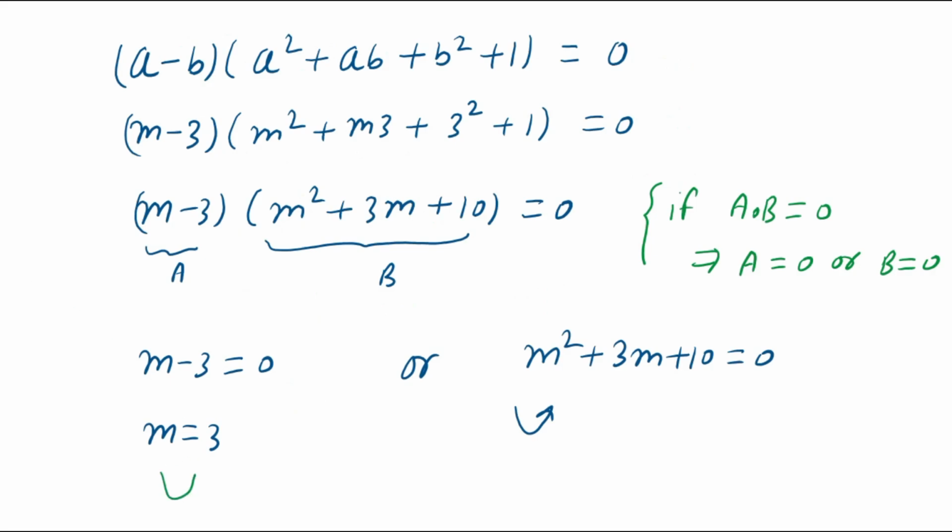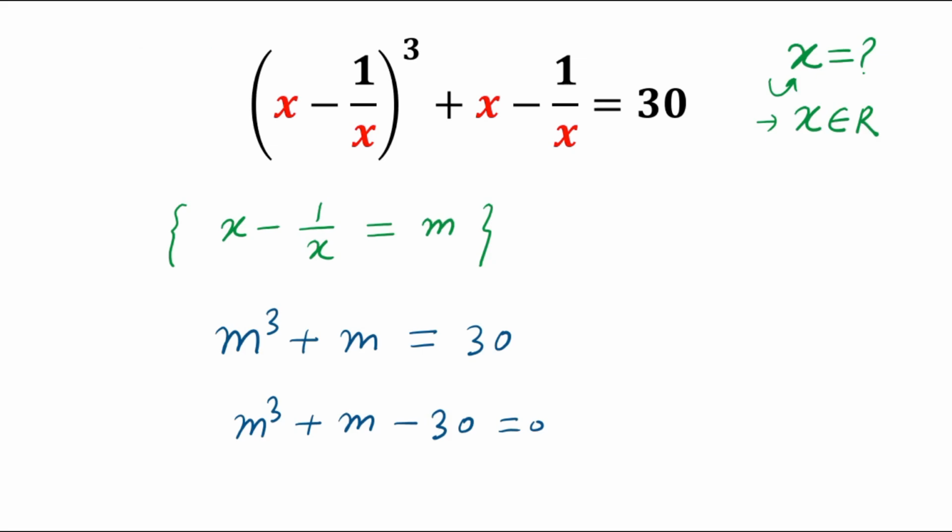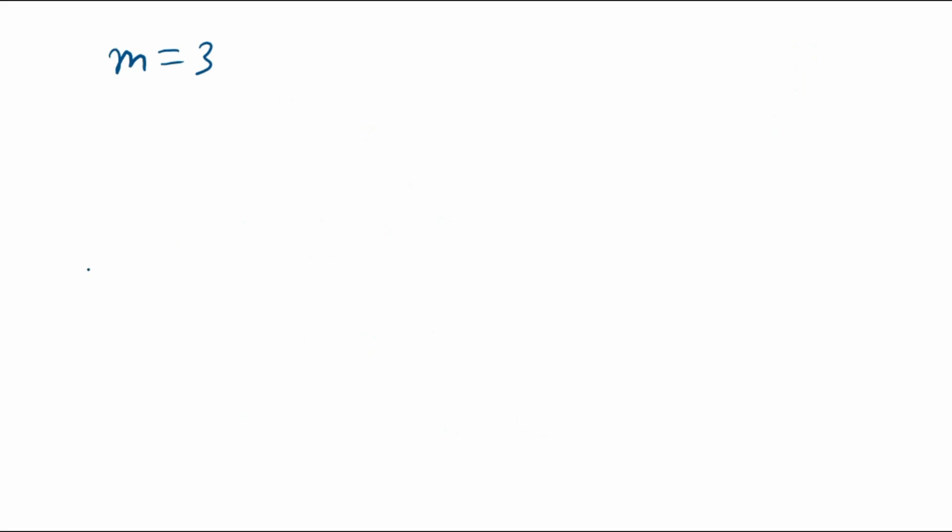Now we have m = 3. And we know that m is x - 1/x. So this m is replaced by x - 1/x, and this is equal to 3. Now on the left hand side we have x - 1/x, and here x is present in the denominator, so we can say x does not equal 0.